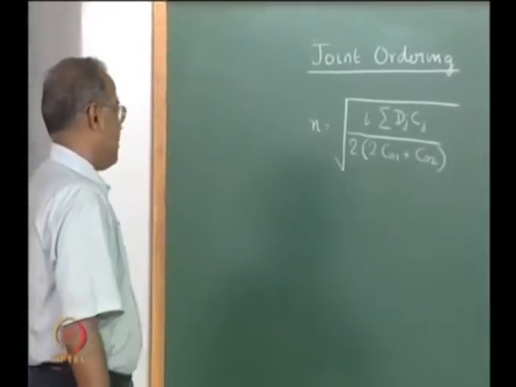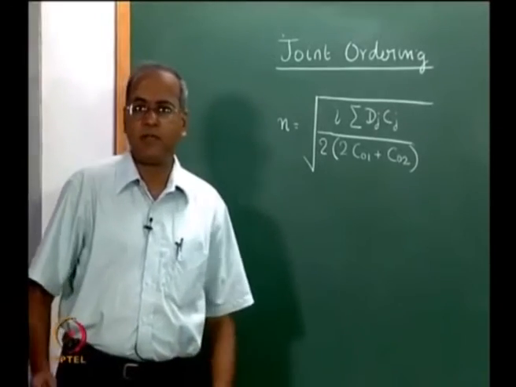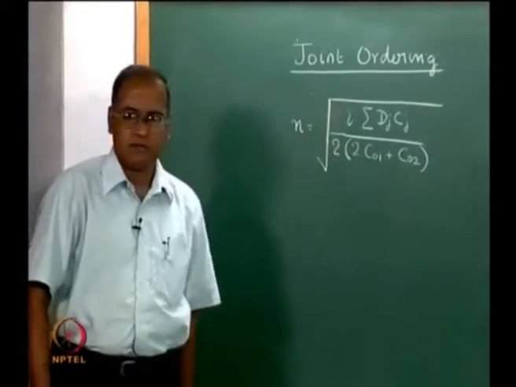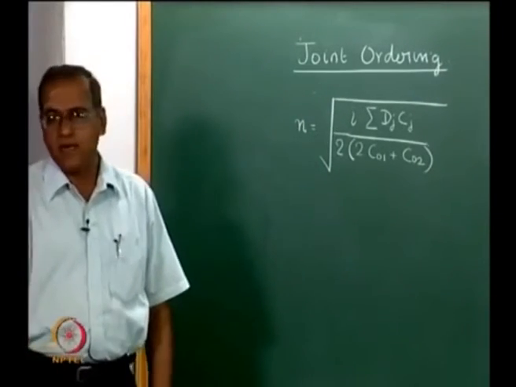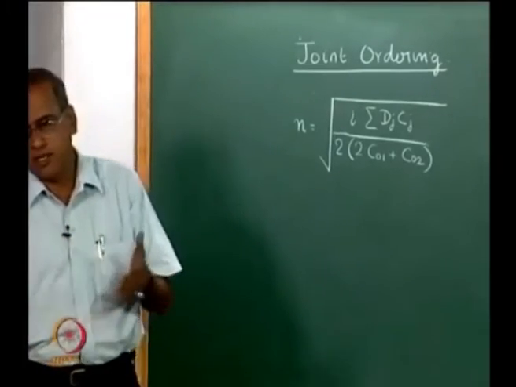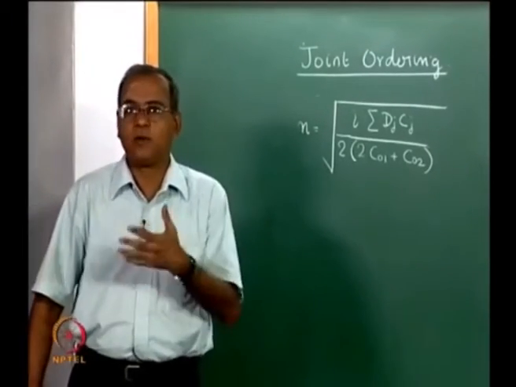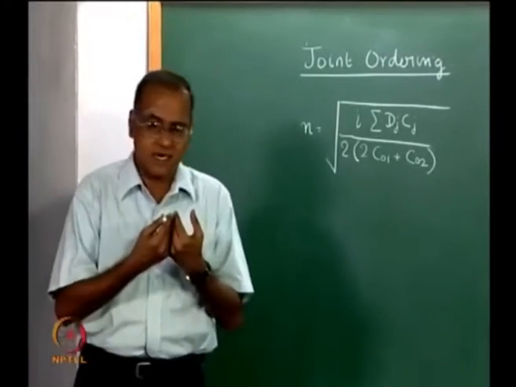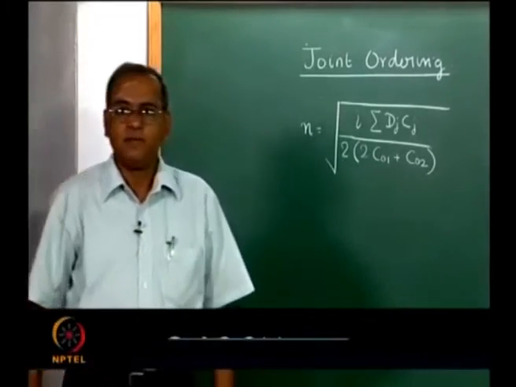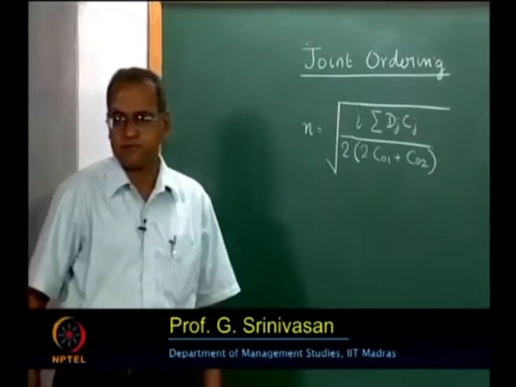Last lecture we derived an expression for the number of orders n when we combine orders. The basic idea behind this equation for n is that when we have multiple items and we ensure that the order quantities are adjusted such that all the items have an equal number of orders, then it is possible to save on the order cost.